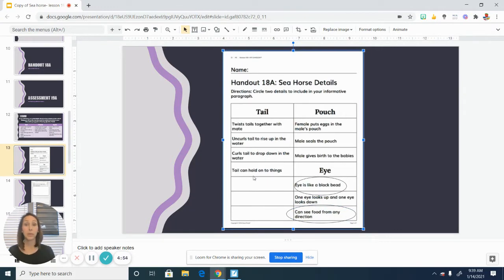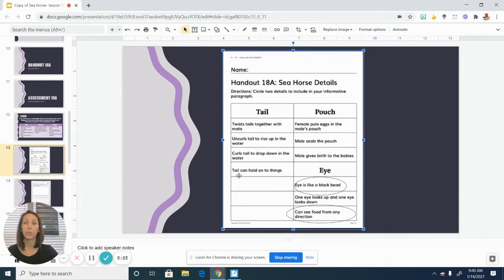So why don't you take a moment, and if you need to pause, find the two details that you would like to write about in your paragraph. And I'll read these for us just quickly so you can follow along and decide what details. So for the tail, it's twist tails together with mate, uncurls tail to rise up in the water, curls tail to drop down in the water, and tail can hold on to things.